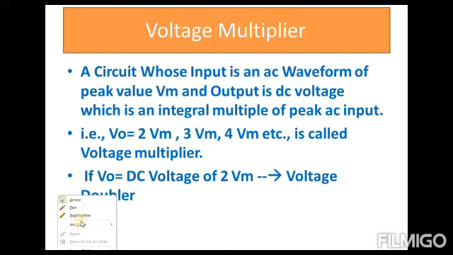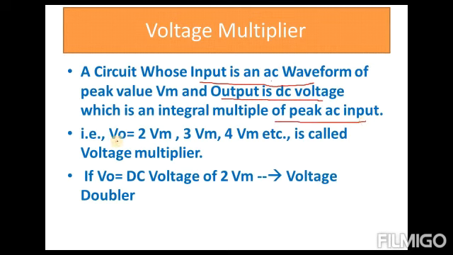A voltage multiplier is a circuit whose input is an AC waveform of peak value Vm and whose output is a DC voltage which is an integral multiple of the peak AC input. Mathematically, V0 = 2Vm, V0 = 3Vm, V0 = 4Vm, etc. All these are called voltage multipliers. Here the input is an AC waveform and the output is a DC voltage.